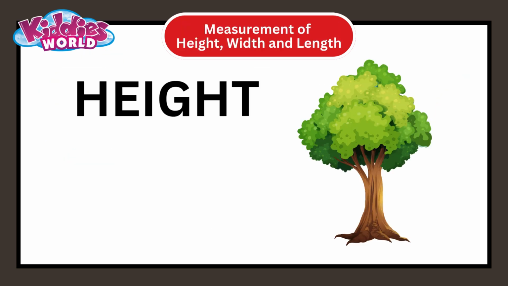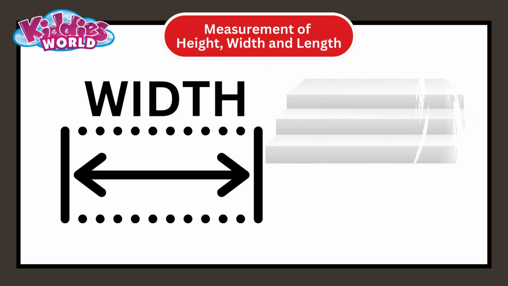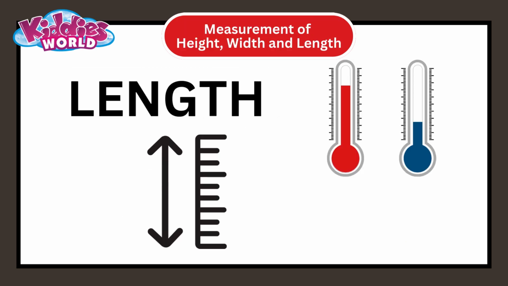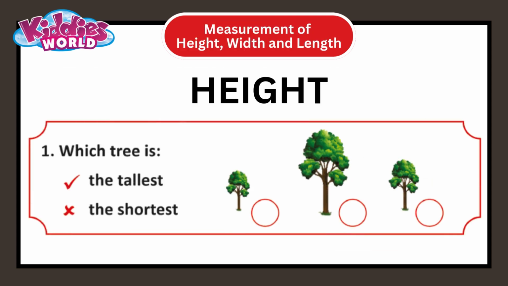Height tells us how tall or short something is. Width tells us how wide or narrow something is. Length tells us how long or short something is. Now, let's look at some examples.